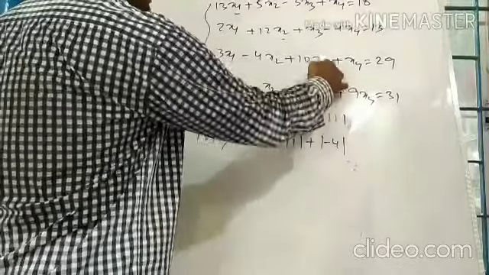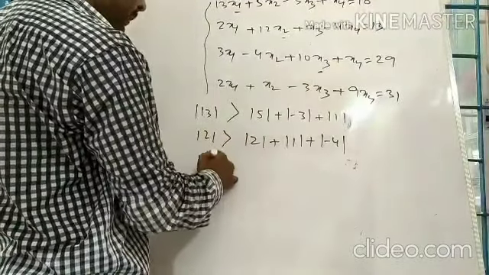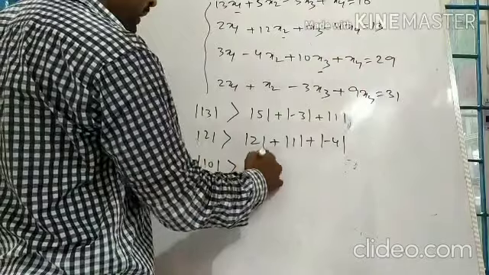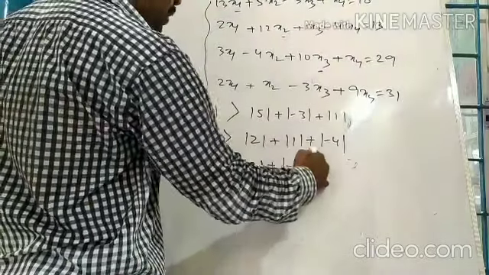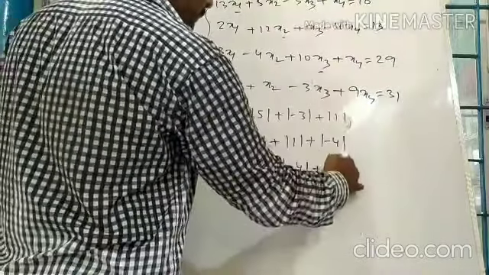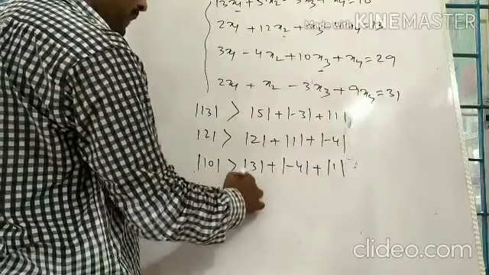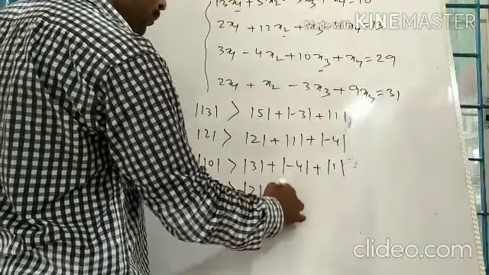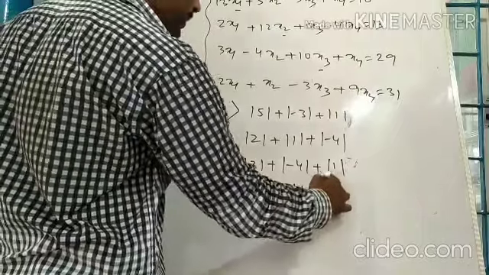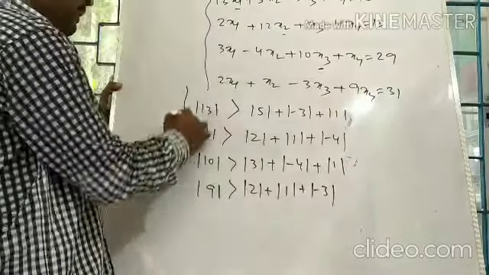Now coefficient of x3, that is 10. 10 is greater than mod 3 plus mod minus 4 plus mod 1. Now coefficient of x4, mod 9 is greater than mod 2 plus mod 1 plus mod minus 3. Okay, so all the conditions are satisfied.